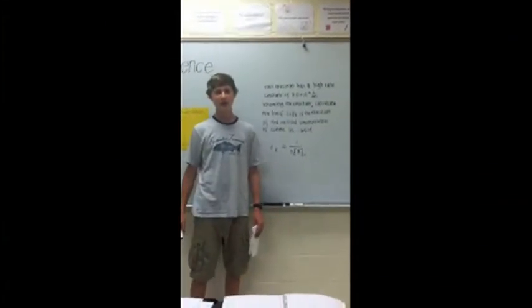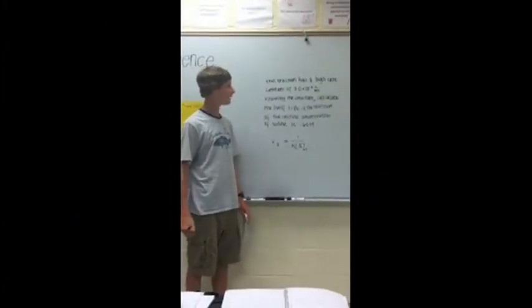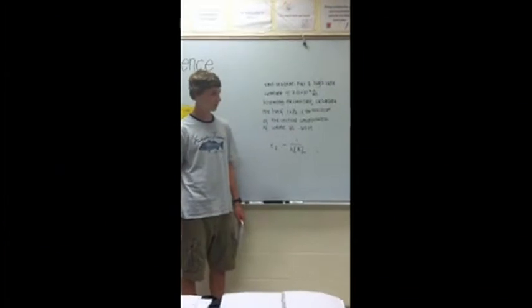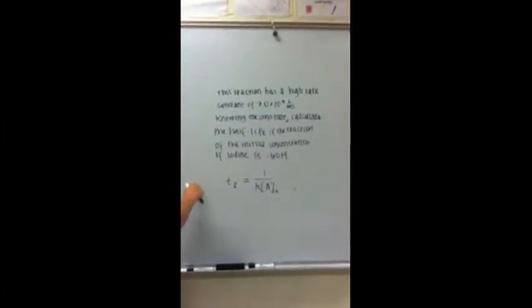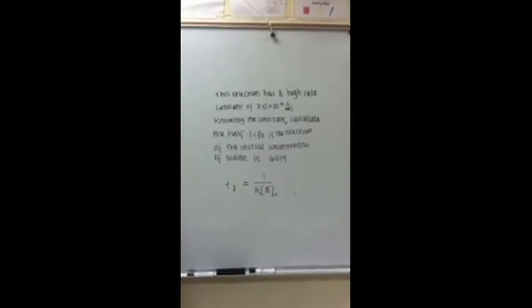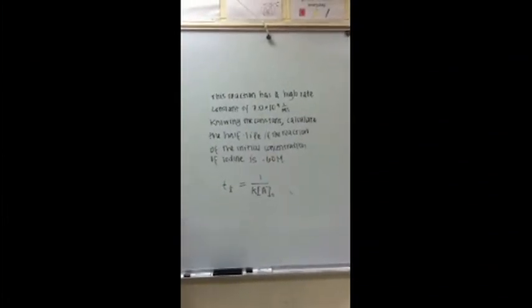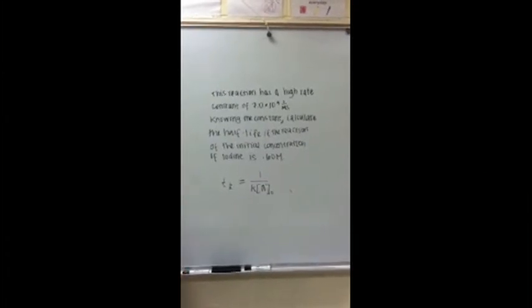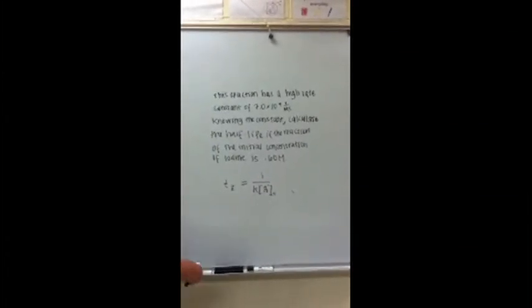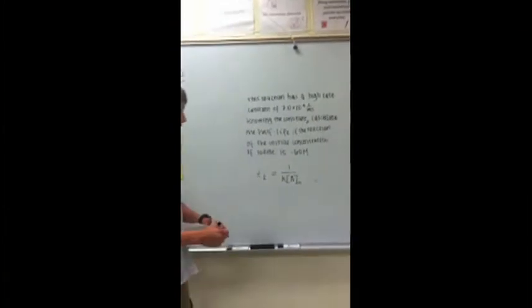Hello, this is Professor Sam, and today I'll be teaching you how to complete a second order reaction half-life problem. The problem is, this reaction has a high rate constant of 7.0 times 10 to the 9th 1 over molar per second. Knowing the constant, calculate the half-life if the reaction of the initial concentration of iodine is 0.60 molar.